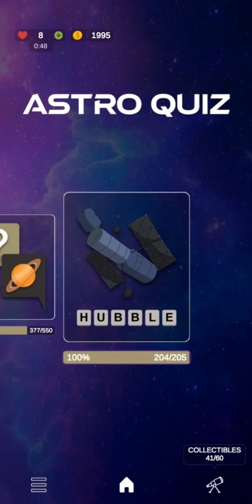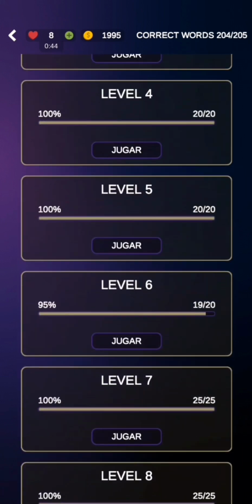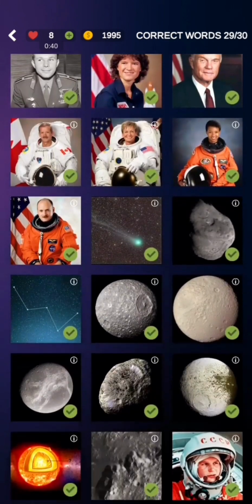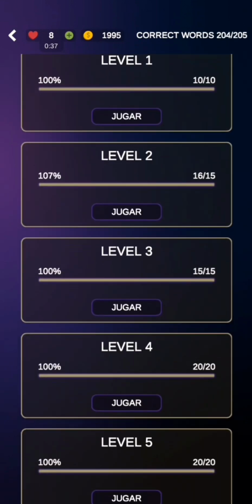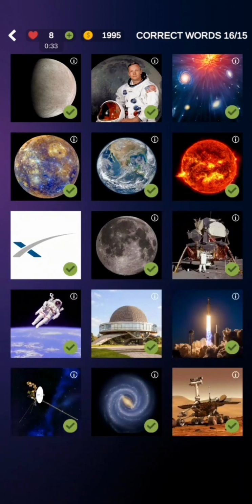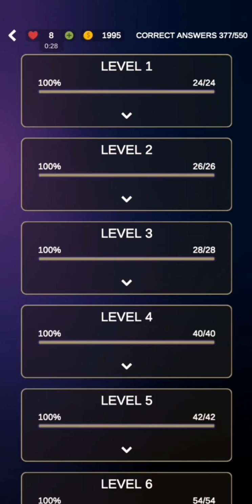Last time we went over the letter unscrambling, completed level 10. Even though it says that we didn't, there's nothing that we missed. I went over it, so it's just a glitch in the app, I think, maybe. You can see here I completed this level to 107% somehow. Yeah, we're overdoing it, but let's jump right into the other part.